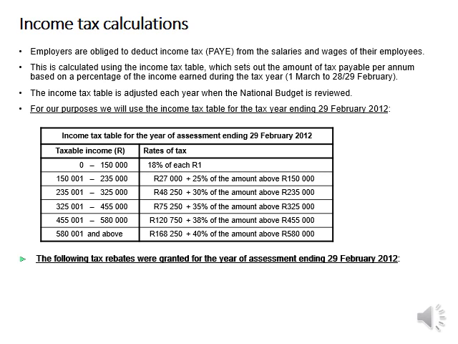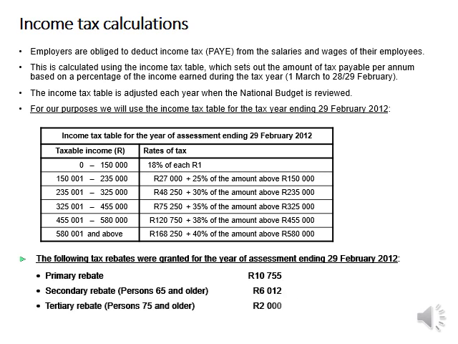The following tax rebates are granted for the year of assessment ending 29 February 2012. The primary rebate is 10,755. The secondary rebate for persons 65 and older is 6,012. And a tertiary rebate for persons 75 and older is 2,000.